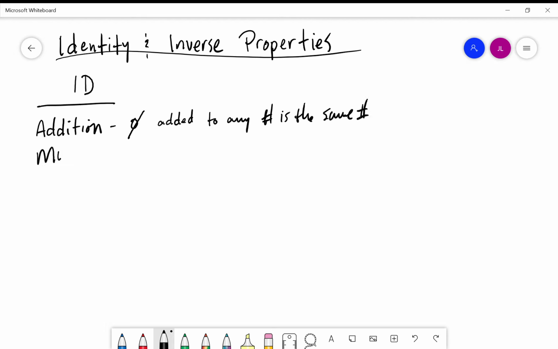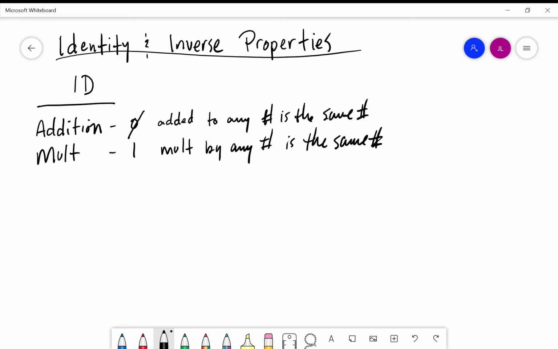Likewise, with multiplication, 1 is the identity property for multiplication because 1 multiplied by any number is the same number. So if we have 3 and we add 0, we're still at 3. That's the identity property.